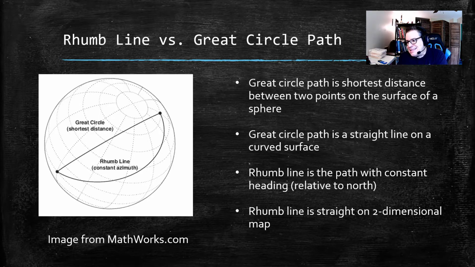So the great circle path is the shortest distance between 2 points on the surface of a sphere. The great circle path is a straight line on that curved surface of the sphere. And the Rhumb line path is the path with a constant heading, or azimuth. That azimuth is an angle measured from north to the direction of the ground track or the path. So when we say heading, that's the direction you're pointed, and bearing is the direction that you want to go. And the Rhumb line turns out to be a straight line when projected onto a two-dimensional map.